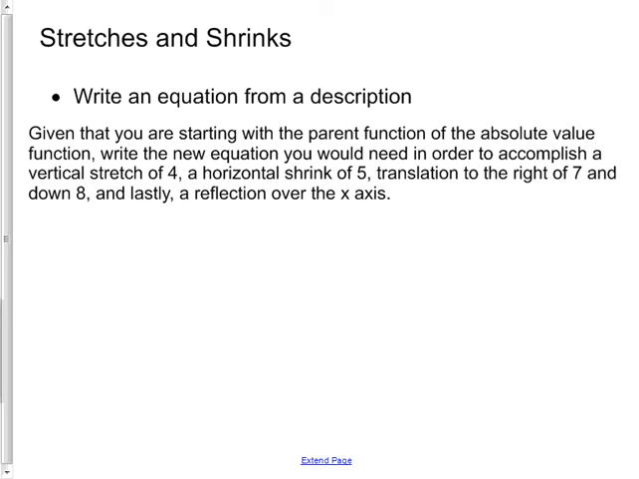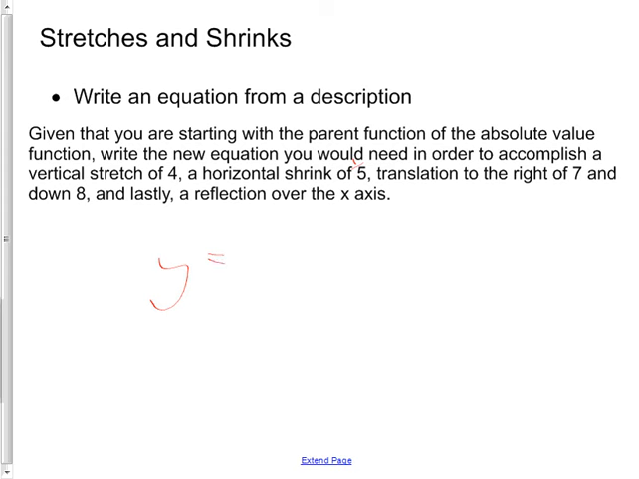Translation to the right of 7, and down 8, and lastly a reflection over the x-axis. This is not necessarily in any order, but these are all the pieces you'd need. I'll say it again. Vertical stretch of 4, horizontal shrink of 5, translation to the right of 7, down 8, and a reflection over the x. This should have been a 1/5. Sorry about that.